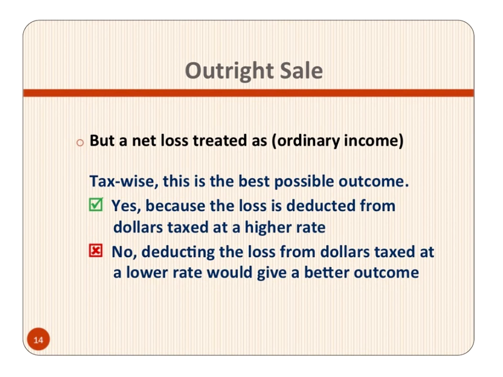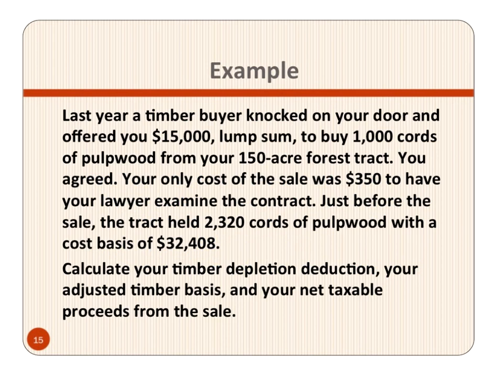But a net loss is treated as negative ordinary income. So here's another question. Is this the best possible outcome tax-wise? Either yes, because it's deducted from dollars taxed at a higher rate, or no, because deducting from dollars taxed at a lower rate would give you a better outcome. This wasn't quite so easy, but it is, again, the best possible outcome. So no matter whether you have a gain or a loss, you have the best possible tax outcome.